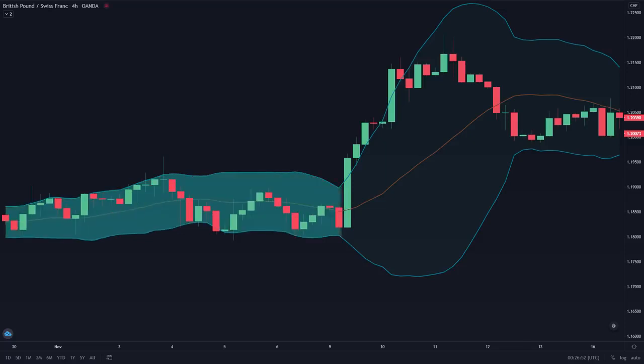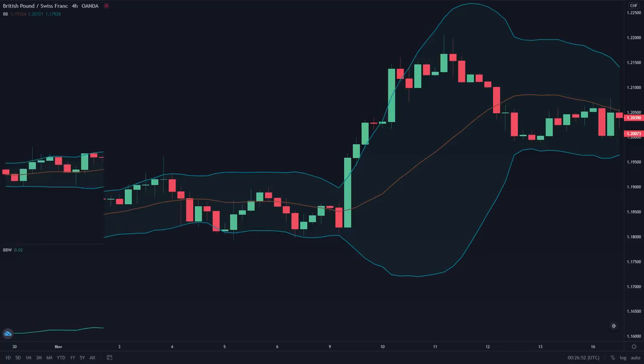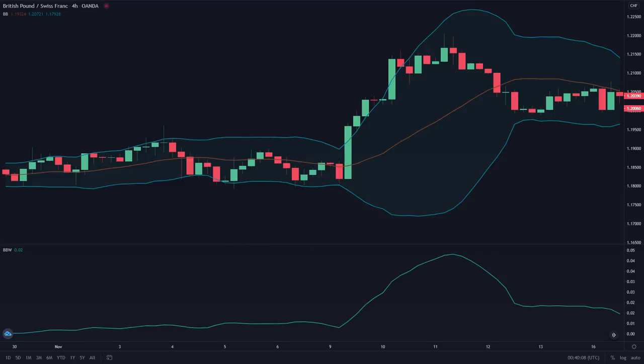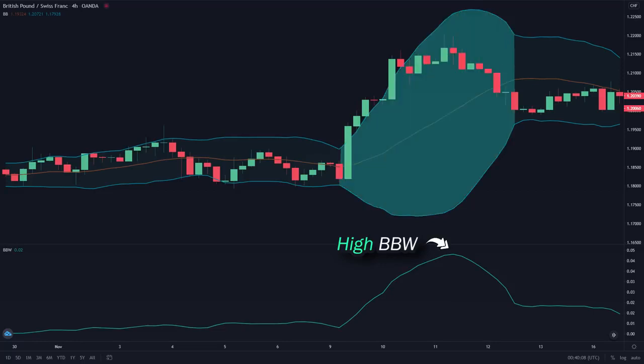Next, the two bands must be close to each other. I like to make my job easier by using an indicator called the BBW, also known as the Bollinger Bands width. This indicator shows how far apart the bands are. If the BBW is low, it means that the gap between the two lines is close. And if it's high, it means that the gap is further apart. Note that the two indicators need to have the same settings for it to work.